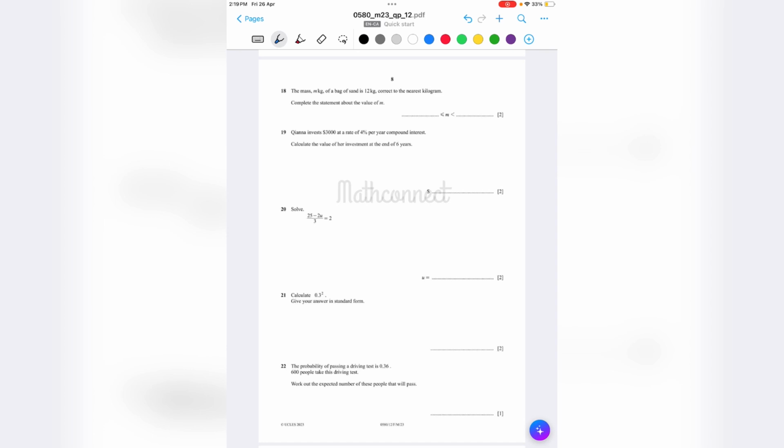Moving on to question number 18. The mass m kilogram of a bag of sand is 12 kilogram, correct to the nearest kilogram. Complete the statement about the value of m. So this is a bound question. So we have to find what is the lower bound, what is the upper bound.